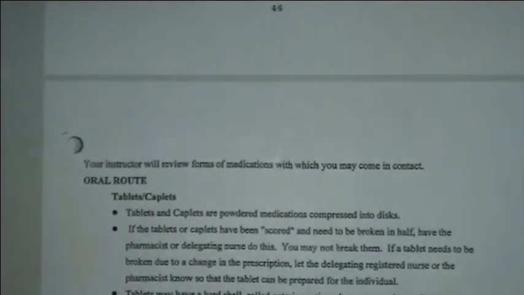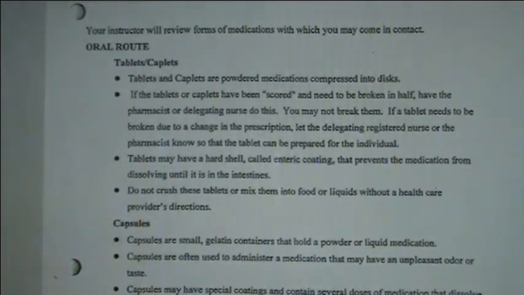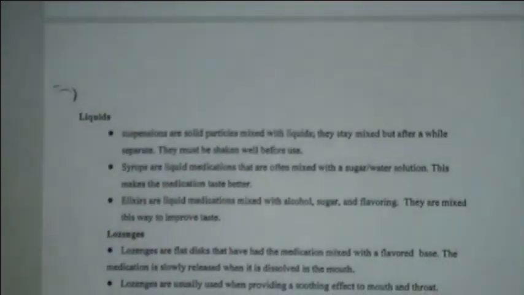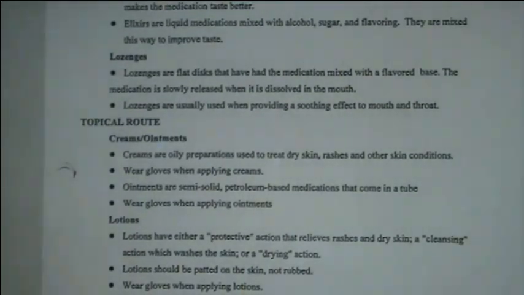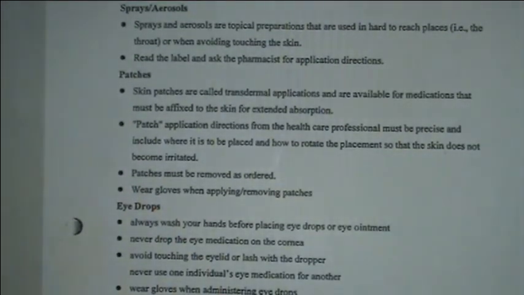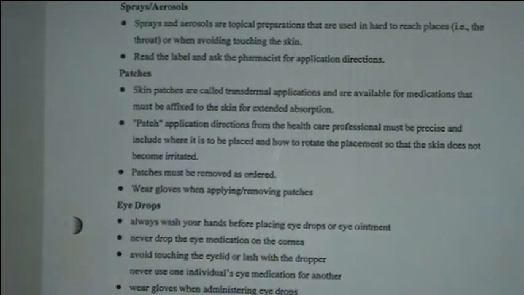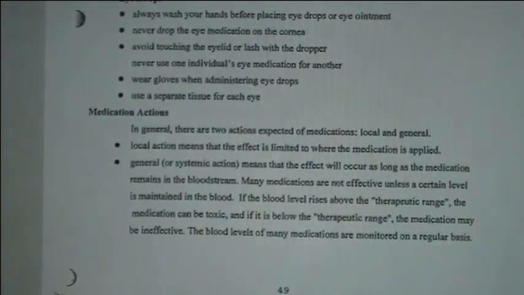So let's talk about routes. We have the oral route, which is medication that goes into the mouth: tablets, capsules, liquids like that. Topical route means medication goes on the skin, like a lotion or a patch, ointments, lotions, things like that. There are some sprays. Eye drops go into your eye. You can read through how to give these, but there's another chapter that deals with how to administer different types of medication. I'm going to talk about that later on.